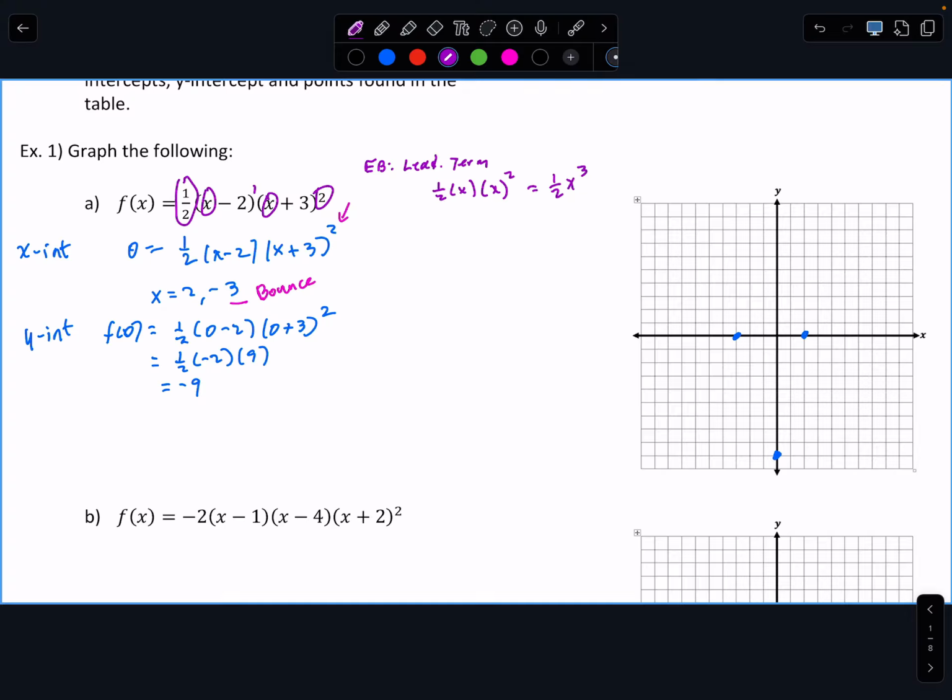And since it's cubic and positive, I'm a little teapot, we expect something like this. And so my end behavior is as x goes to -infinity, y goes to -infinity. As x goes to +infinity, y goes to +infinity.